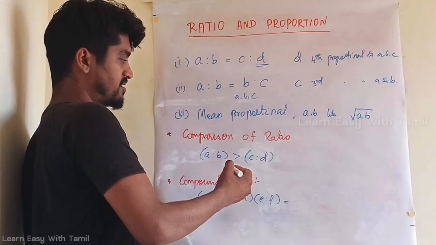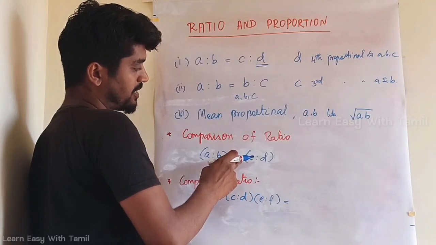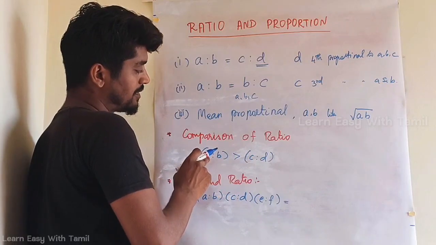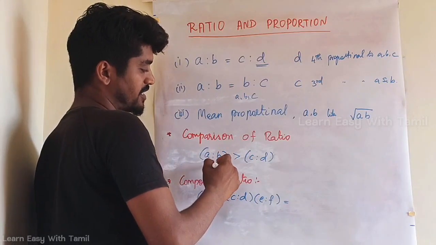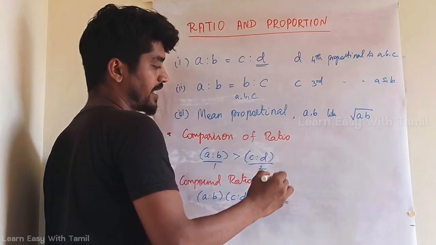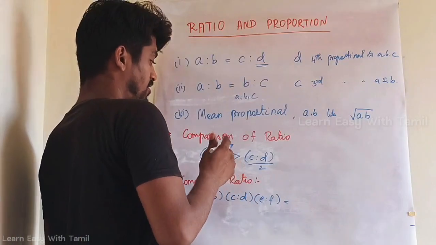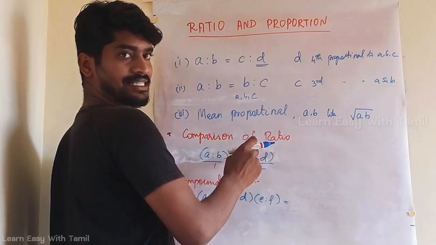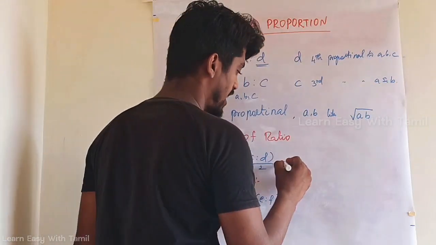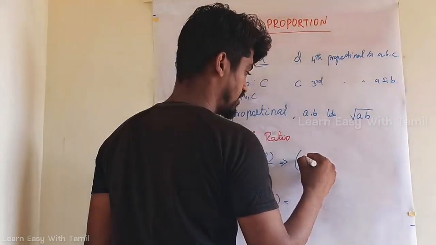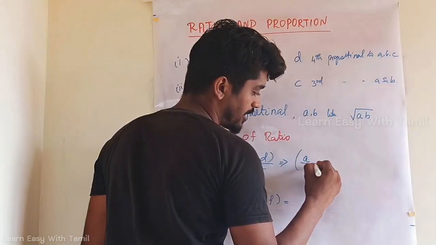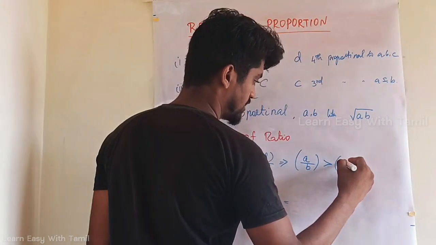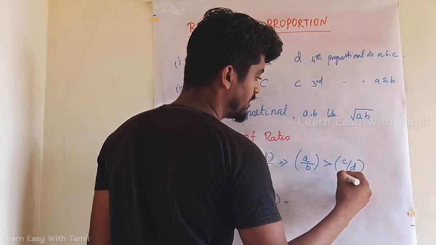Next, comparison of ratios. Here two ratios are compared with each other. Here A is to B is the first ratio and C is to D is the second ratio. If the first ratio A is to B is greater than the ratio C is to D, we write it as A by B greater than C by D.